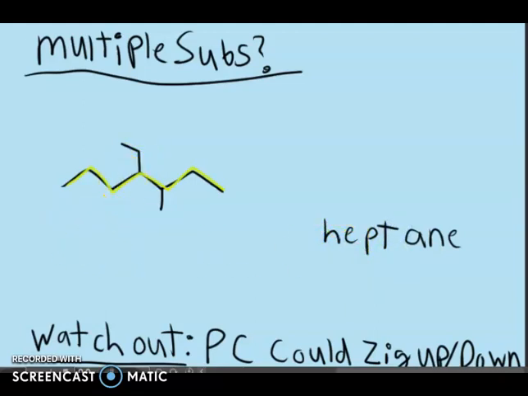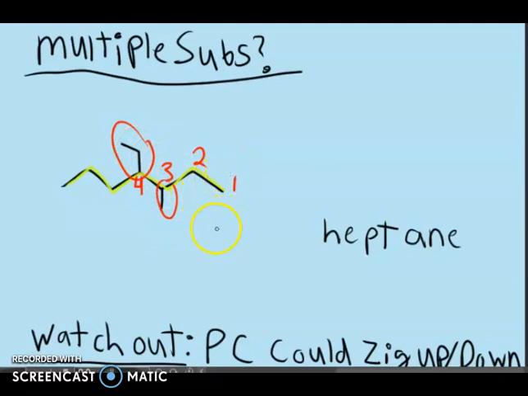Now we need to get to these substituents as fast as possible. Let me circle them just to make them really obvious. If we start from the left, we'll have 1, 2, 3, 4, 5. But if we start from the right, we'll have 1, 2, 3, 4. So let's do that. We'll go 1, 2, 3 here, and 4 is here.